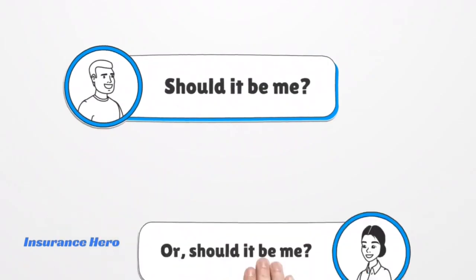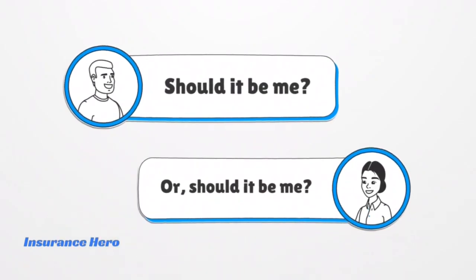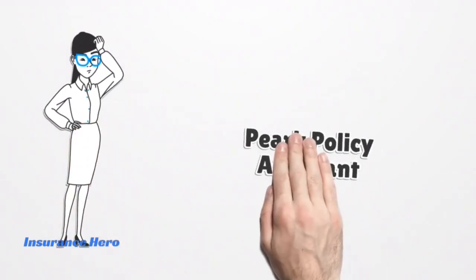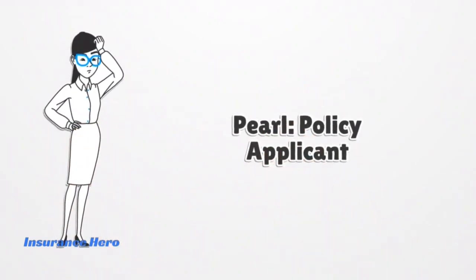Now, either Pearl or Dawn could be the applicant, which is the person or entity initiating the contract. Pearl, since you're the one applying for the policy, you'll be the applicant in this scenario.